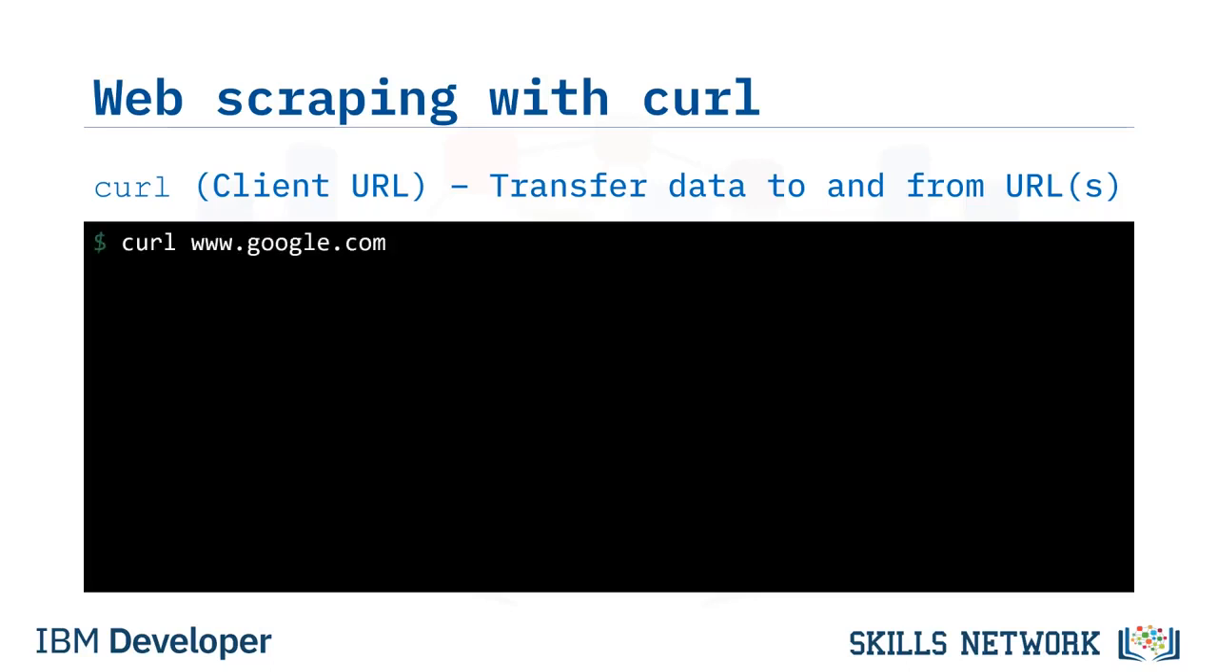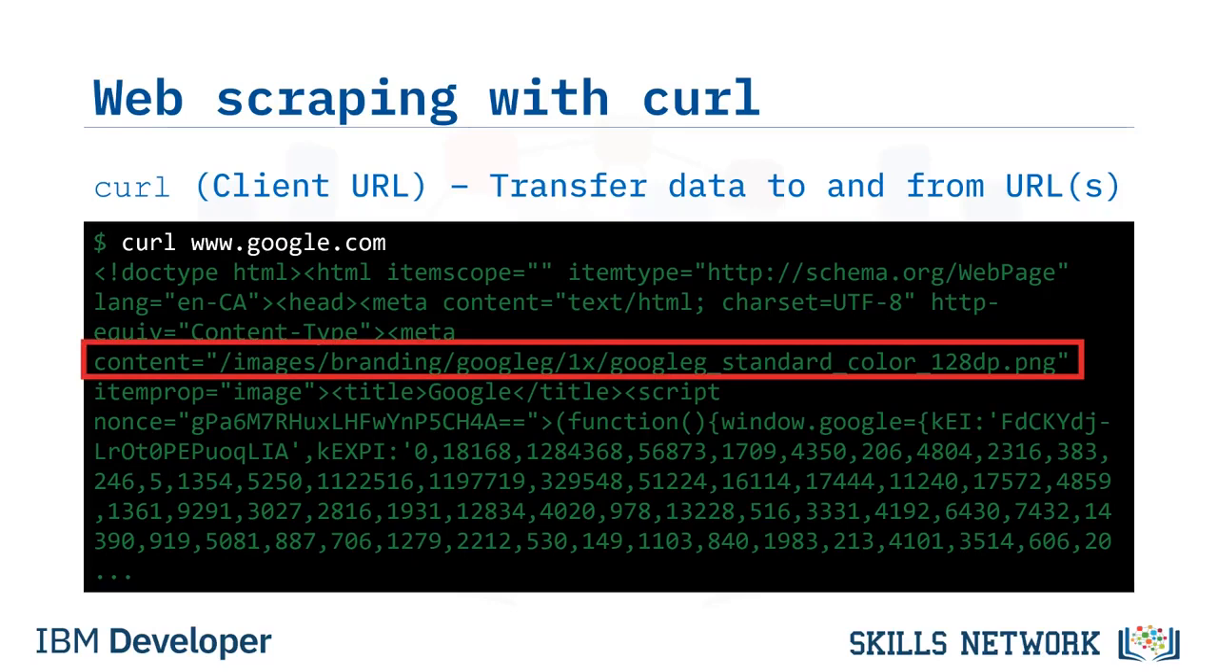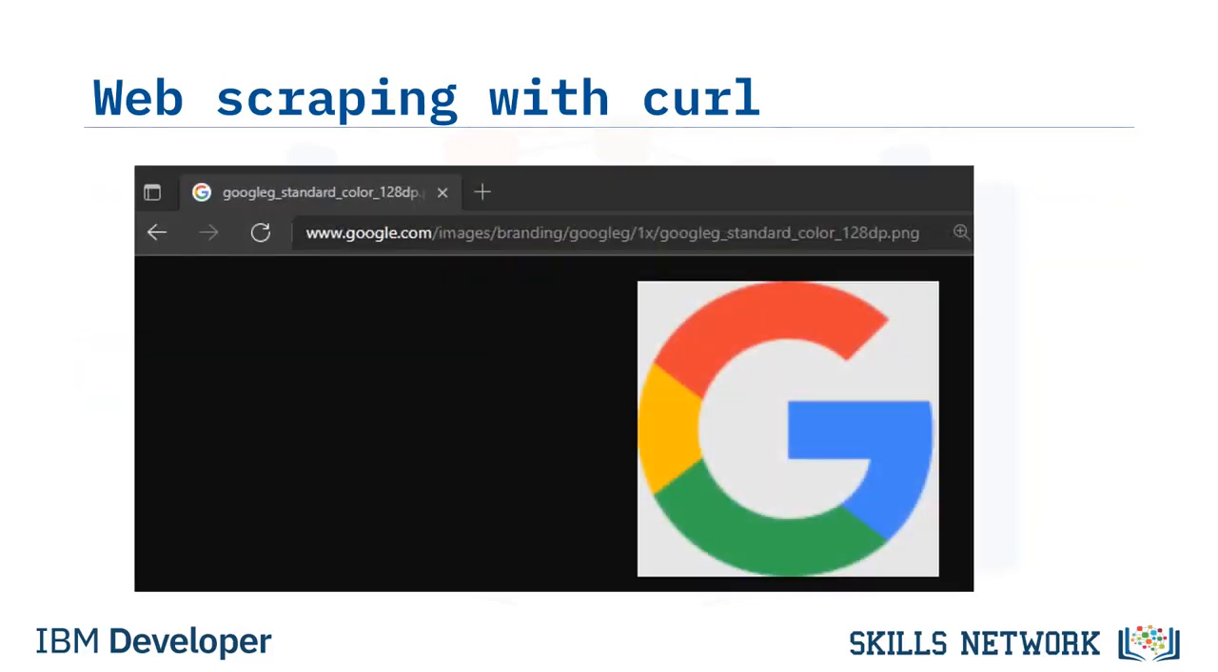Entering curl www.google.com returns the entire HTML content of the landing page at www.google.com using the default HTTP protocol. You can see, for example, the path to a PNG file for the Google G logo. You can render the logo by appending its path to google.com in your browser.